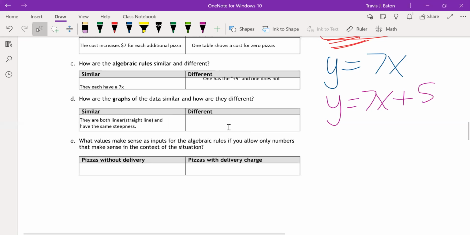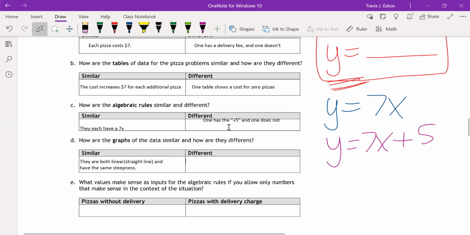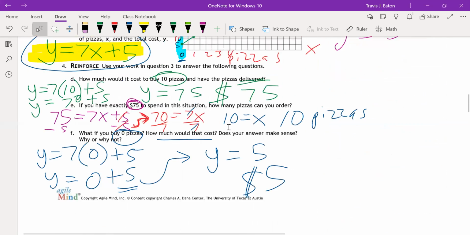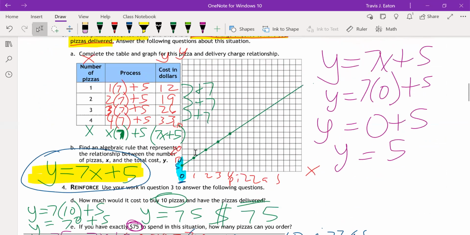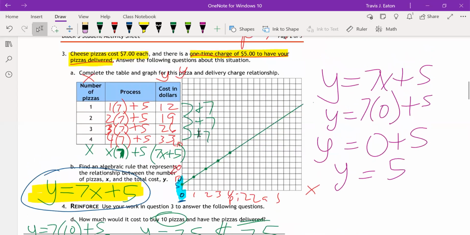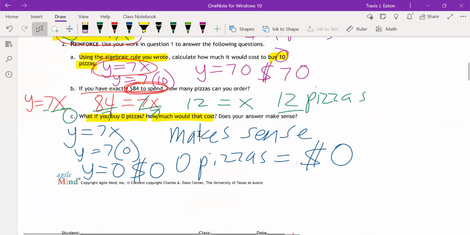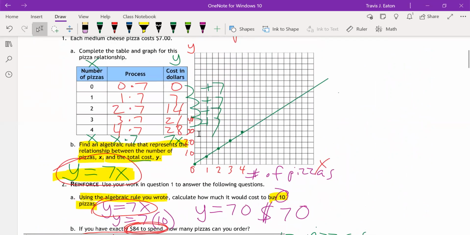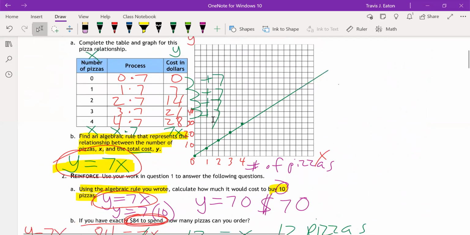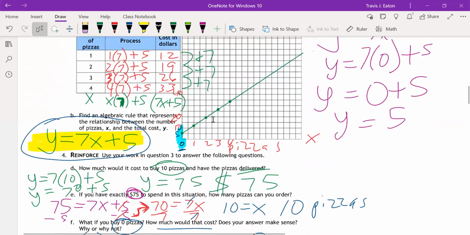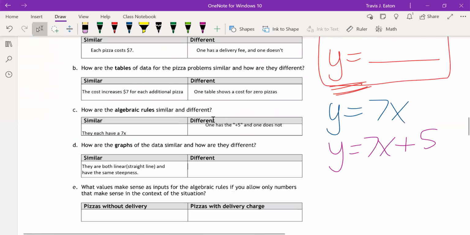Well, let's go back up and look. How are they different? All right, we got this line that passes through the y-axis at 5. And this one passes through the y-axis at 0, through the origin. Oh, well, so they are different in that one passes through the origin.